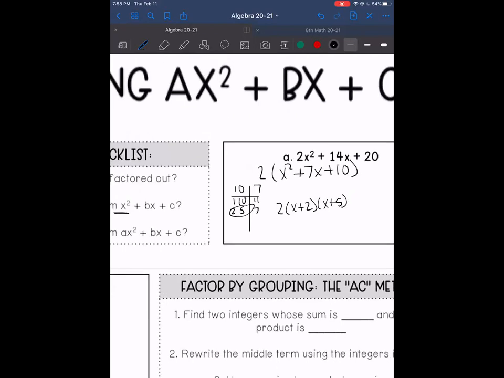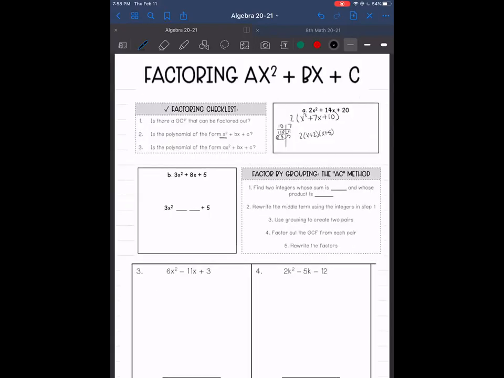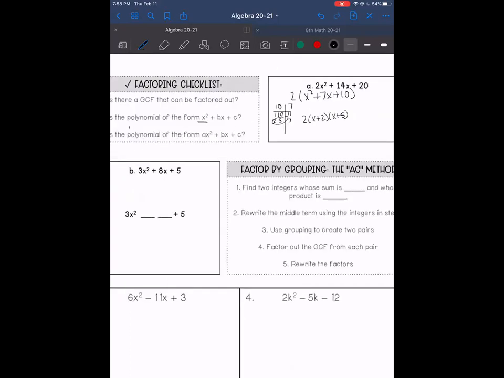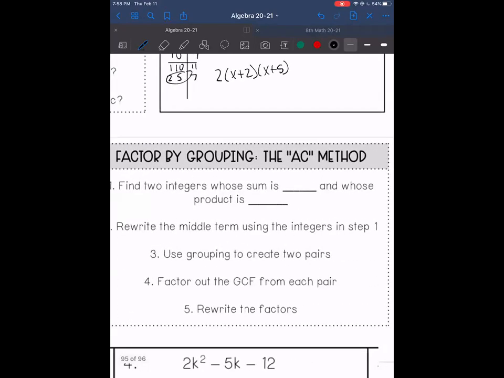So what to do if we come across a scenario where a is not equal to 1? It's something else. What we're going to do is factor by grouping, also known as the AC method. That's what the method is called. If you remember when we were talking about multiplying polynomials, we talked about a method of grouping. And that's kind of the same thing that we're doing here, but going backwards, because factoring is going backwards.